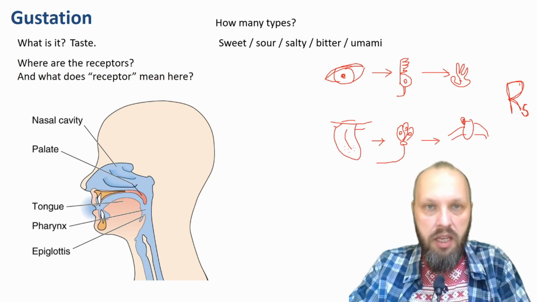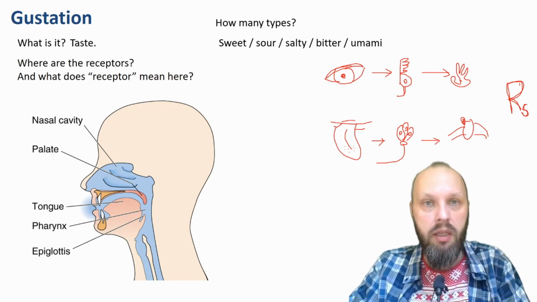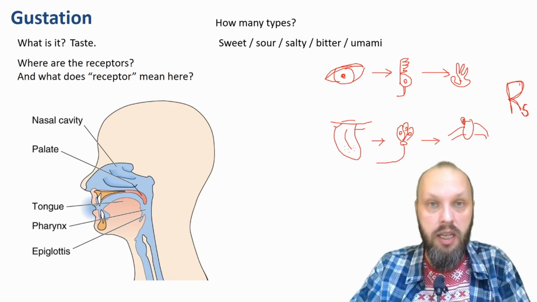And what are these tastes? Do you know? What is sweet? Mostly sugars, right? Sour is about acids, salty is about salt, bitter is a complicated one. Lots of things are bitter, and we'll talk in a second about why.